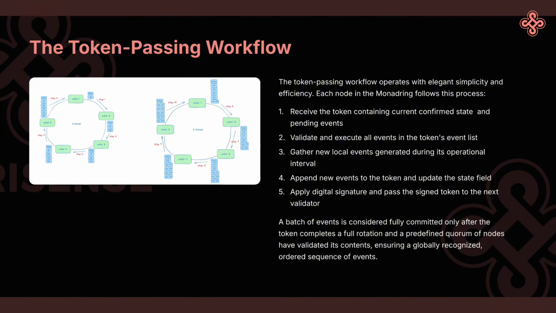This token passing cycle persists within the ring, achieving a fully committed batch of events in the subnet's local ledger only after the token completes a full rotation and receives validation from a pre-specified quorum, such as a majority of the subnet's nodes. This method ensures that the subnet maintains a universally recognized and ordered sequence of events, reaching consensus with minimal computational and network requirements.